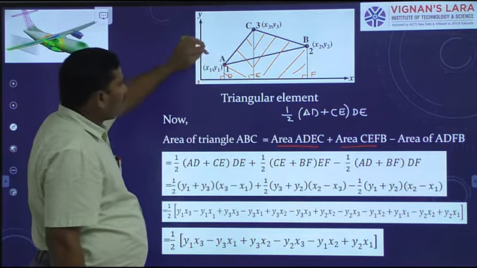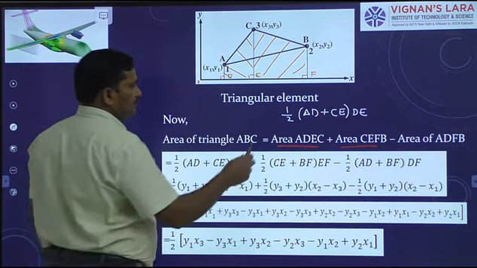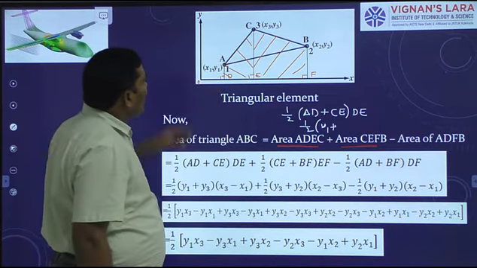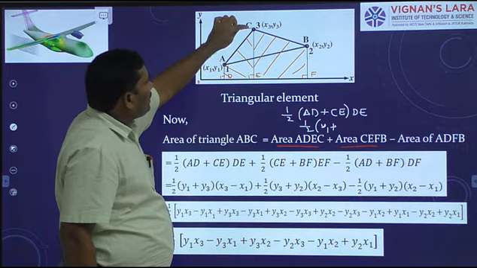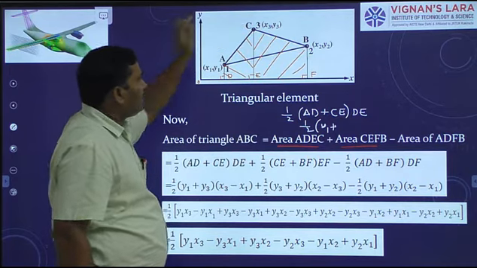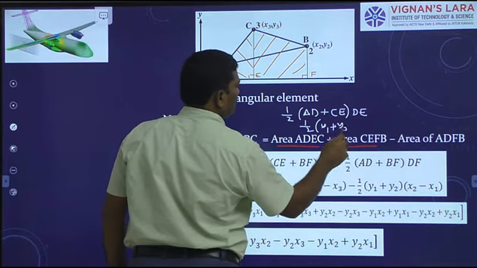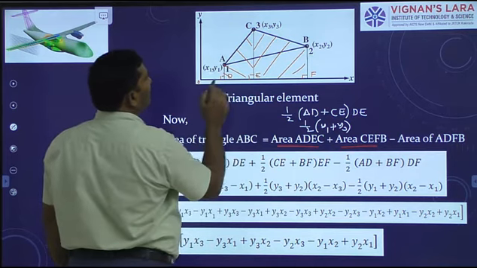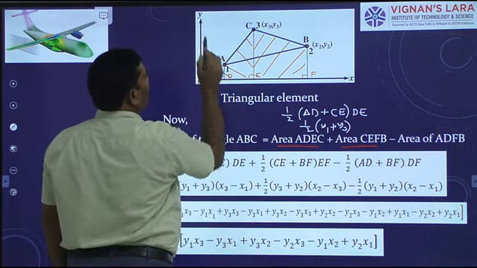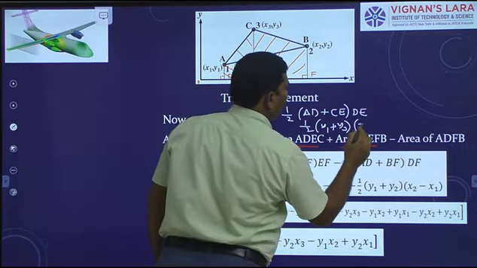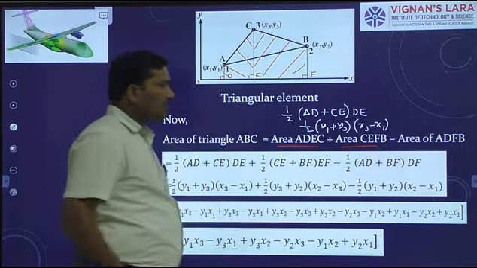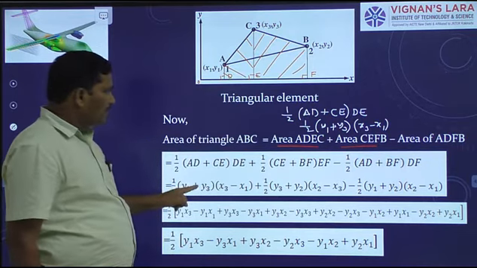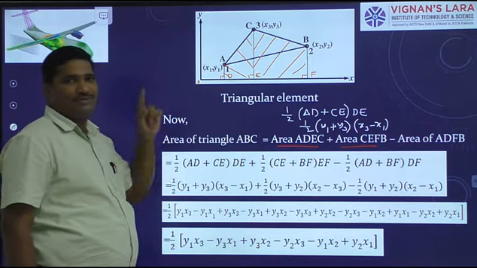It is simply the y coordinate of A, that is y1. Therefore, 1 by 2 into y1 plus, what is CE? It is simply the y coordinate of C or node 3, I say y3. Okay? Into, now DE. What is DE? It is simply x3 minus x1. That is what I write here. Observe carefully. 1 by 2 into y1 plus y3 into x3 minus x1.